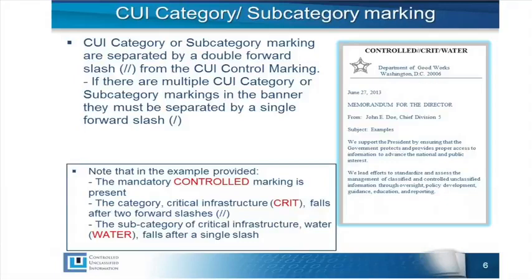Markings for all categories and subcategories can be found on the CUI registry. Once an agency is trained, they will be alerted to what acronyms, subcategories, and categories they tend to use the most in their own document marking. In the example on the slide, the particular CUI being identified is critical infrastructure, represented by the acronym CRIT, and water assessment, which is a subcategory represented as WATER.